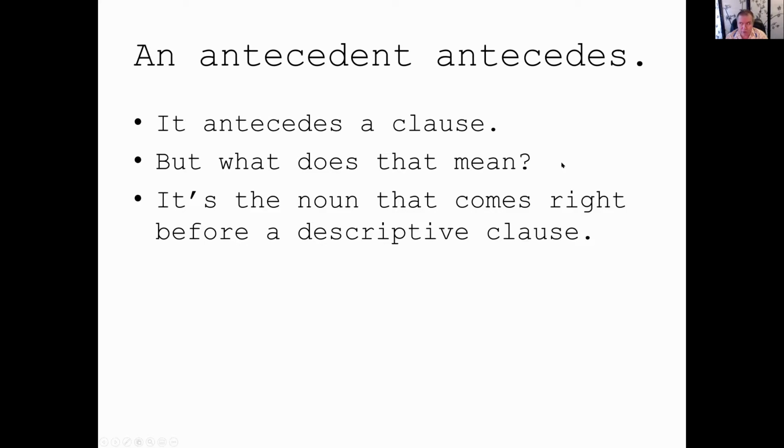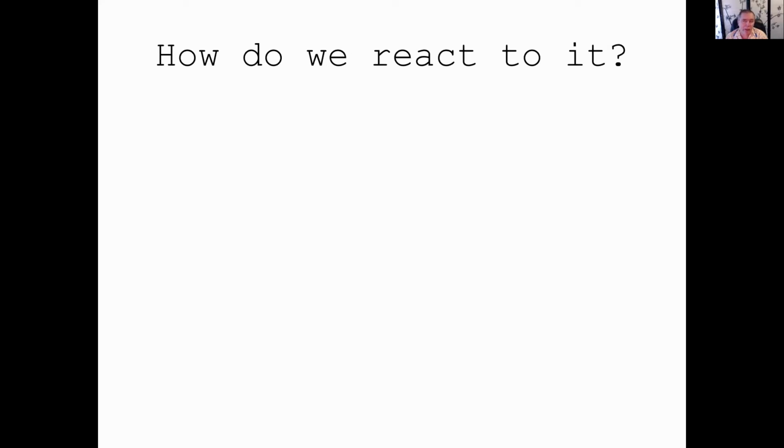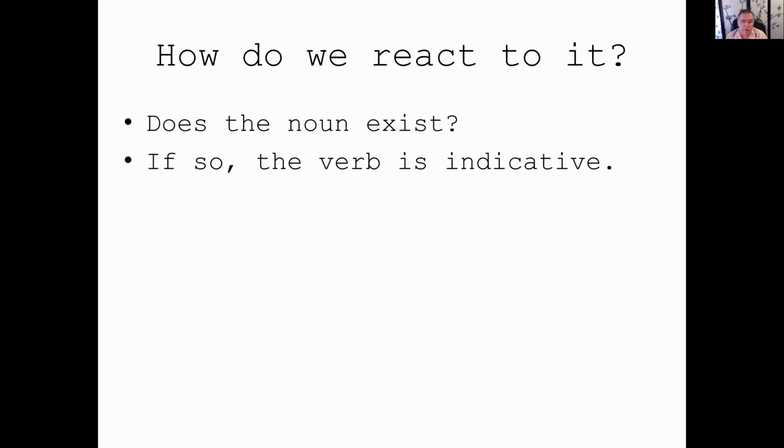For example, the house that I bought is red, describes the house. And how do we react when we come across one of these antecedents, when there's a clause after it that describes it? First of all, you have to know if the noun that you're describing exists. If it does, you're going to use an indicative statement to describe it.